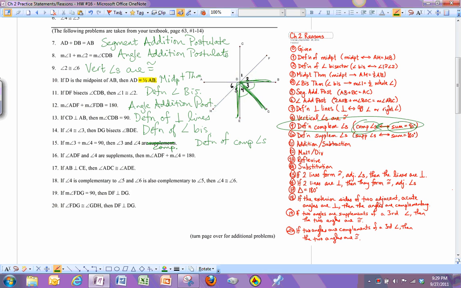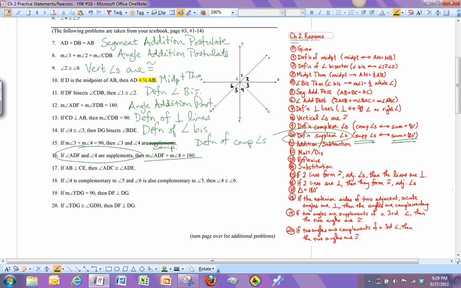Okay, 16. If ADF, actually we don't even need the picture for this one either. If ADF and 4 are supplements, then they sum to 180. Well, okay. If 2 angles are supplements, then they sum to 180. That's the definition of supplementary.